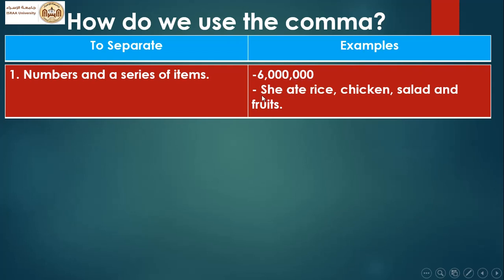Look here, number 2: she ate rice, chicken, salad, and fruits. We have a list of items here: rice, chicken, salad, fruits. So they are separated with commas. But as I said before, I don't place a comma before "and" here. Only in compound sentences, when you join two sentences to make a longer compound sentence.